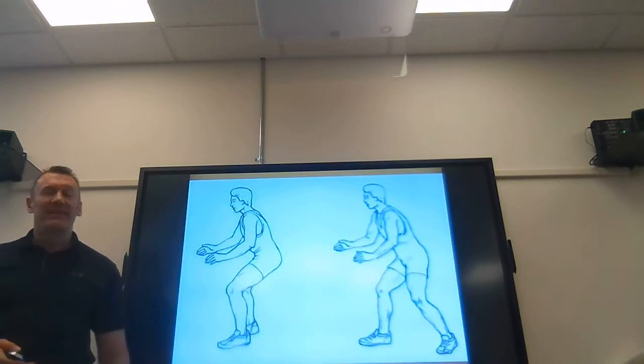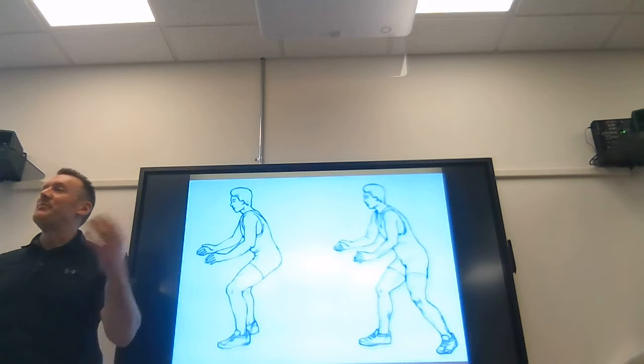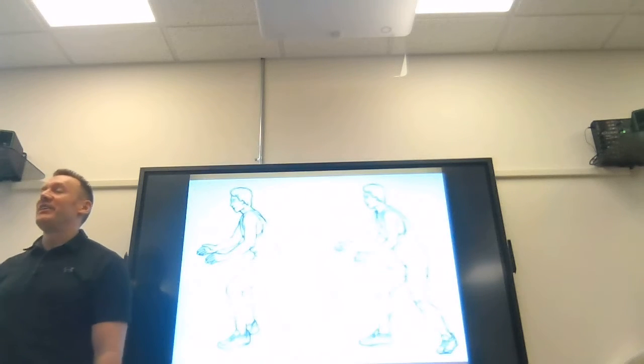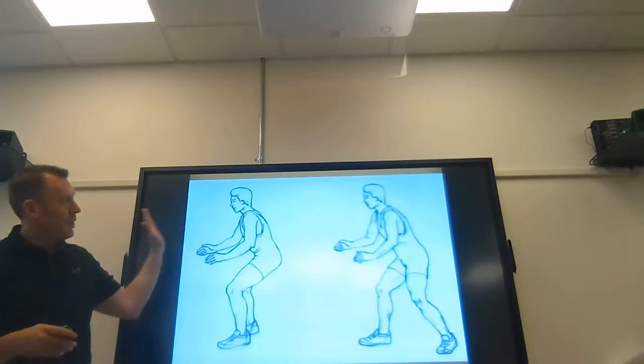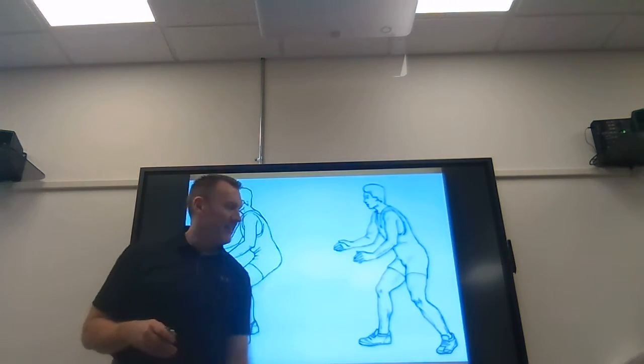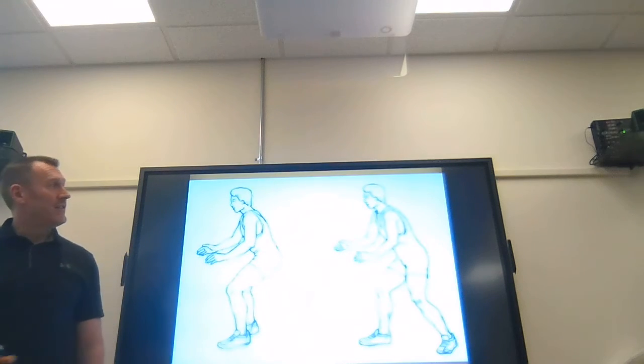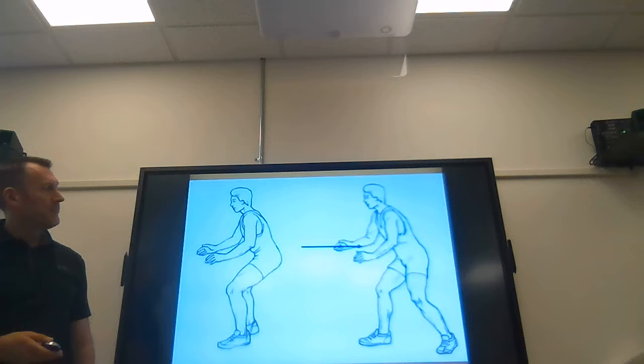So here's just another sports-related example. Which one would be more stable? Yeah, depending on where the oncoming force is coming from, if the opponent's force is coming from this way, the larger base of support here would obviously be the more stable position.